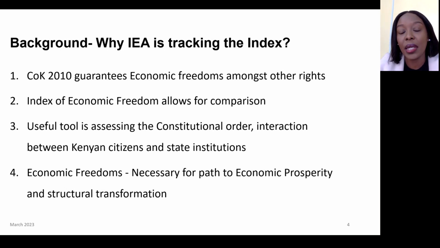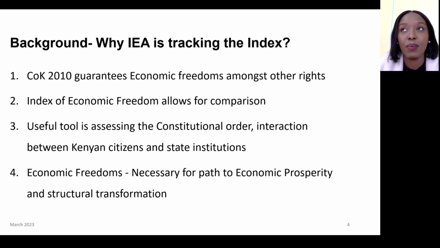Then regarding why we've been tracking this index annually, first, our Constitution guarantees economic freedoms under various articles, amongst other rights. Chapter 4, the Bill of Rights, right from Article 40, guarantees property rights, broadly all property rights, including intellectual property. We have Article 43 on economic and social rights. We have the right to fair labor practices under Article 41, consumer rights under Article 46, and the Constitution goes on and on and provides quite a bit of detail with regards to the guarantee of those rights to an individual.